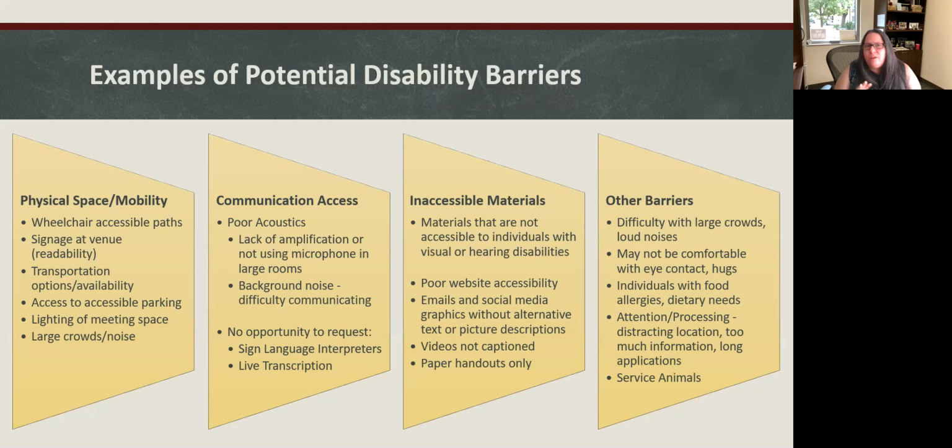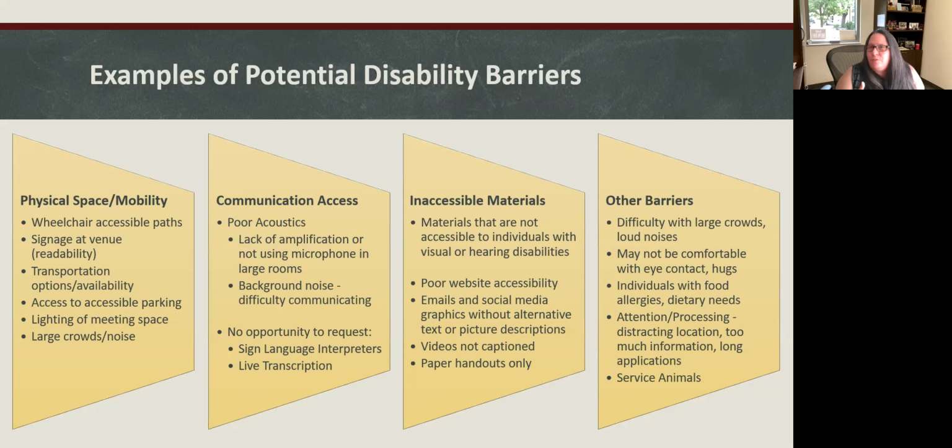Inaccessible materials is my third category. So, materials that you use to promote your events or activities or communication that are not accessible for people with visual or hearing disabilities or other learning disabilities. So we look at if they have a website that they're promoting things on, do you have the basic web accessibility things in there, like putting alternative text for your pictures, the color contrast, is that okay? Or if you're putting PDFs on your website for forms and applications, are those accessible?